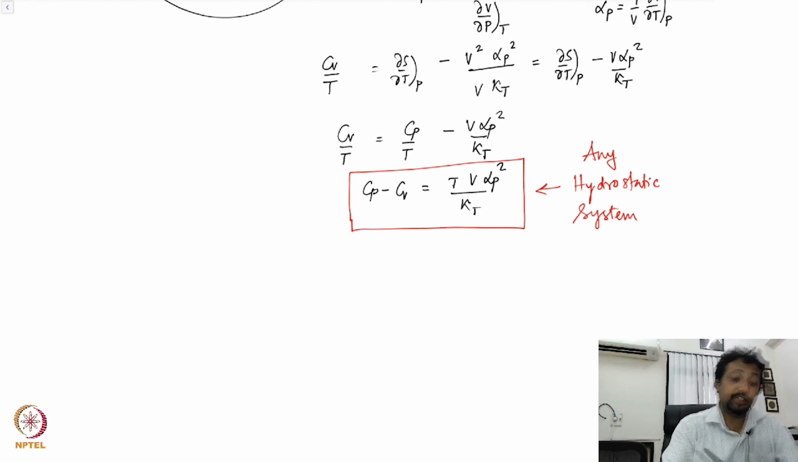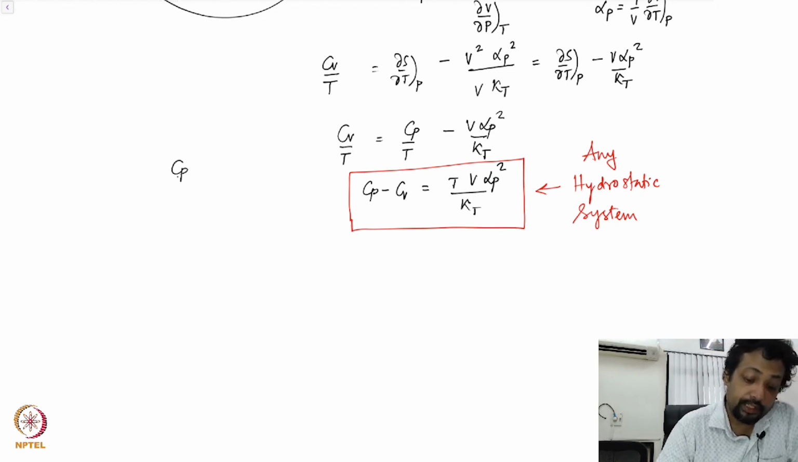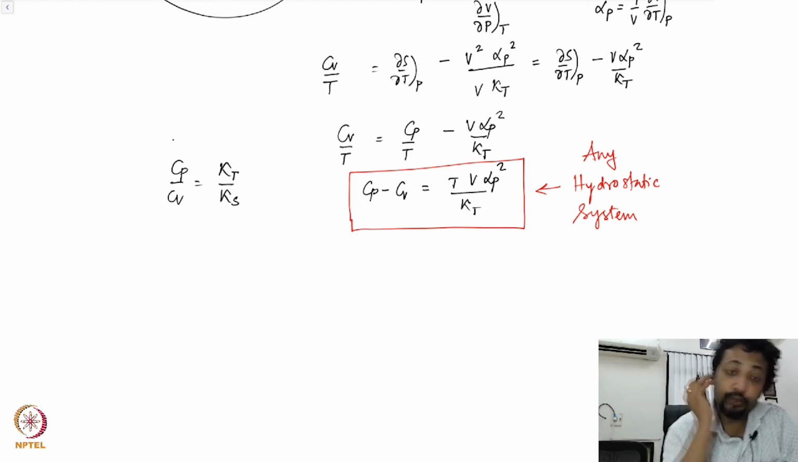So there are two essential relations. One is Cp over Cv, which we saw was kappa T over kappa S. The other one is Cp minus Cv. So if you know these response functions, you also know the specific heats. Correct?